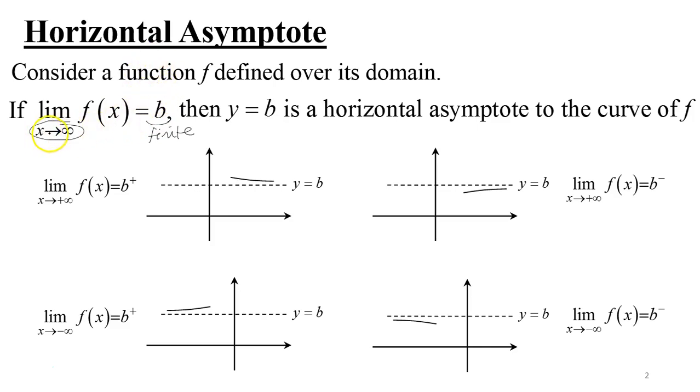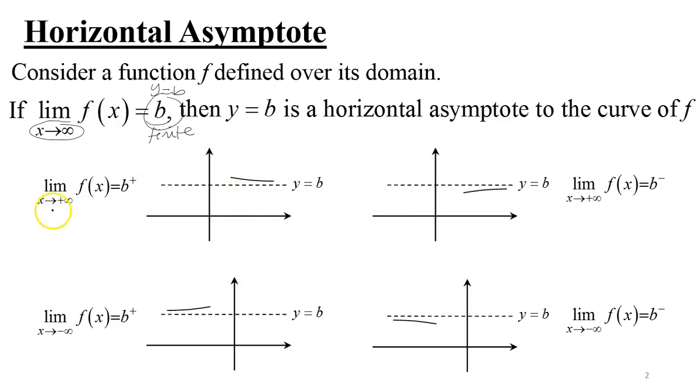So whenever x is approaching an infinite value, whether positive infinity or negative infinity, if y is approaching a finite value, then y equals b would be a horizontal asymptote. In order to put that into perspective graphically and discuss all the possible cases you could get, over here, this is the horizontal line y equals b.